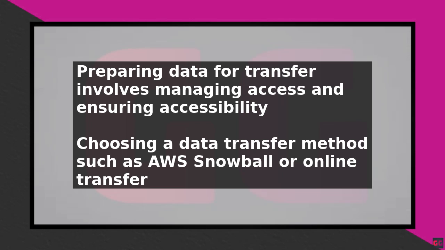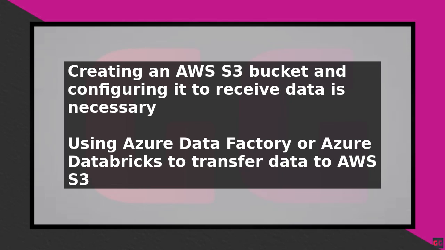AWS Snowmobile is an exabyte-scale data transport solution that uses a 45-foot-long ruggedized shipping container to transfer large amounts of data. Online data transfer using AWS S3 Transfer Acceleration is a fast and secure way to transfer data over the internet.